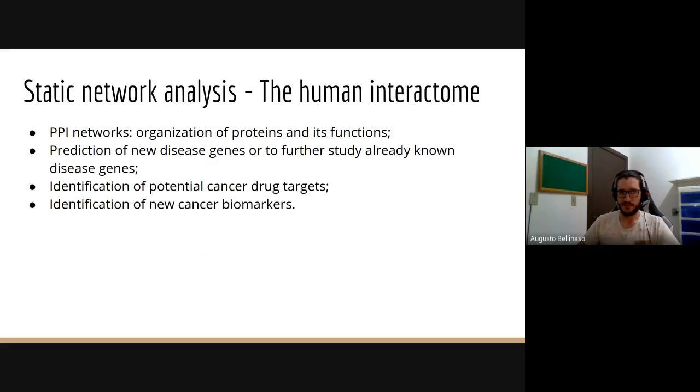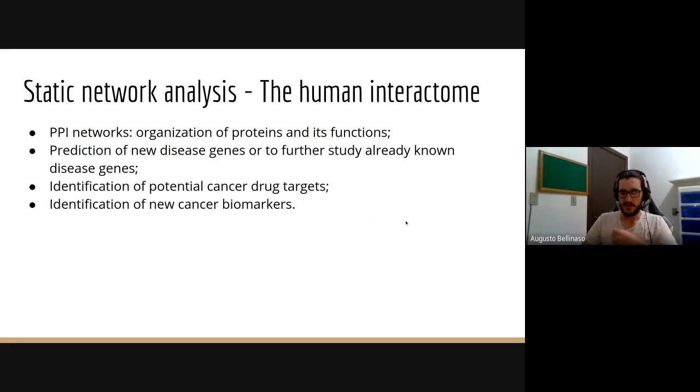And this static analysis provides qualitative results, and we can use this to predict new disease genes or to further study the ones that we already know. We can also identify potential cancer drug targets or new cancer biomarkers, which are proteins or sets of proteins that have specific functions that characterize the presence of a cancer cell. So the static analysis can provide us with some good results to begin the study of a cancer network or a cancer system.